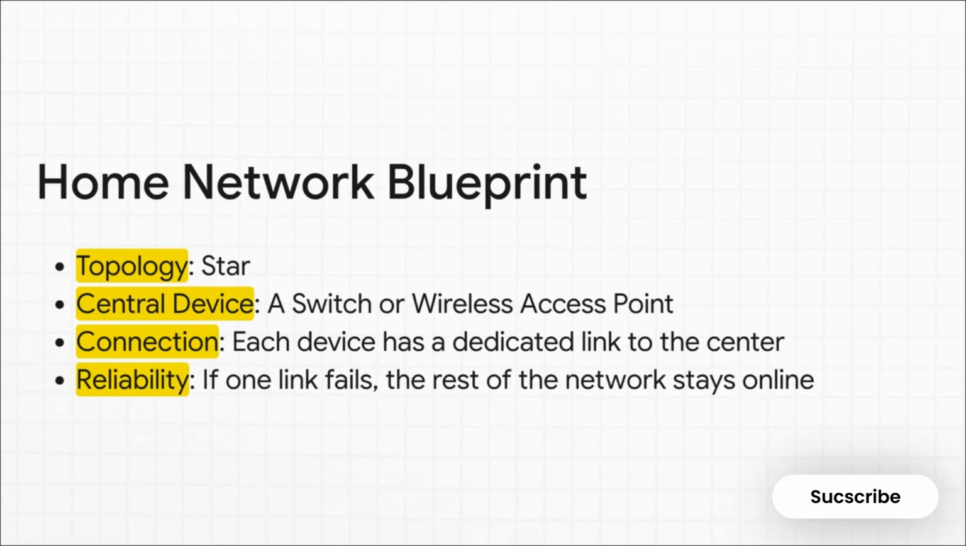So how is this little digital neighborhood of yours actually set up? Well, most home networks use what's called a star topology. Just picture it. All your devices have their own separate connection to one central point, your Wi-Fi router. And the real genius of this setup is how reliable it is. If your smart speaker's connection goes down, it doesn't drag your laptop offline with it. Every link is independent, which keeps the whole thing super simple and really robust.